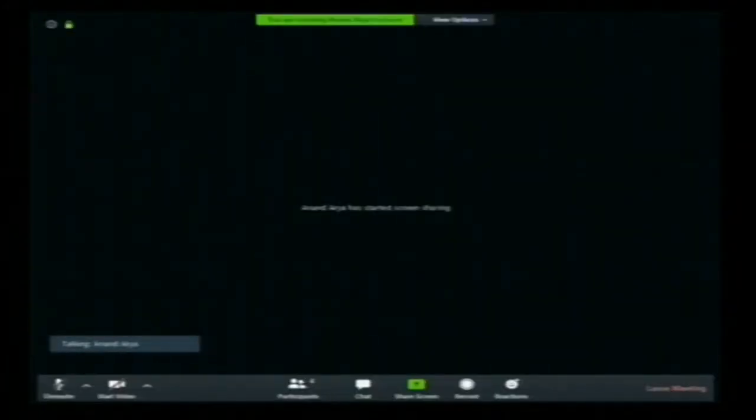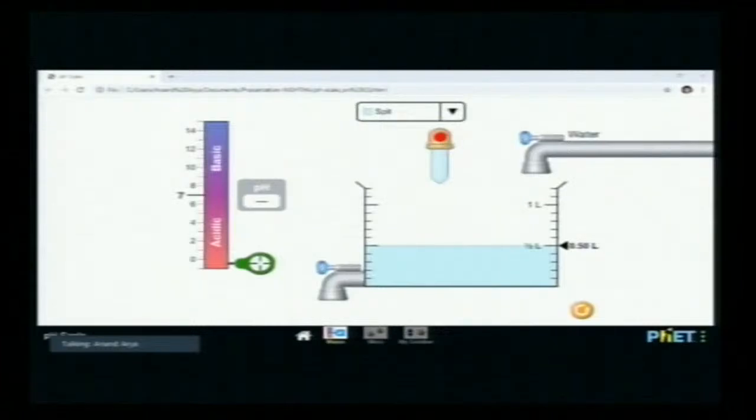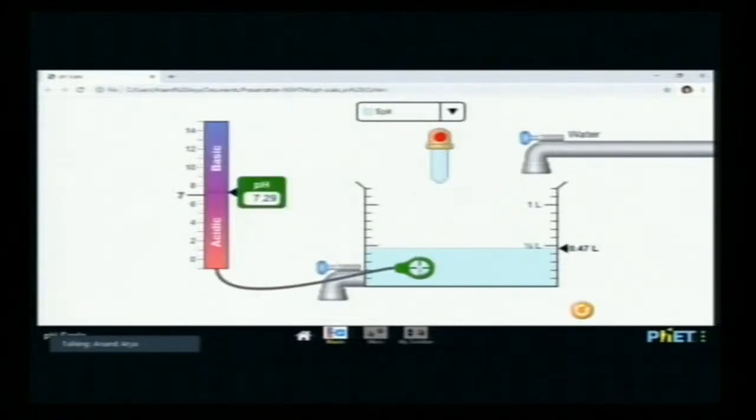I will show. So this is the PhET simulation, and in this simulation, we have a reservoir, and along with the reservoir, we have the pH paper. What are the possibilities which I have? I can add water in this reservoir. I can remove the water or any substance, and I can test it. When I immerse the paper, the pH of the solution is found to be 7.